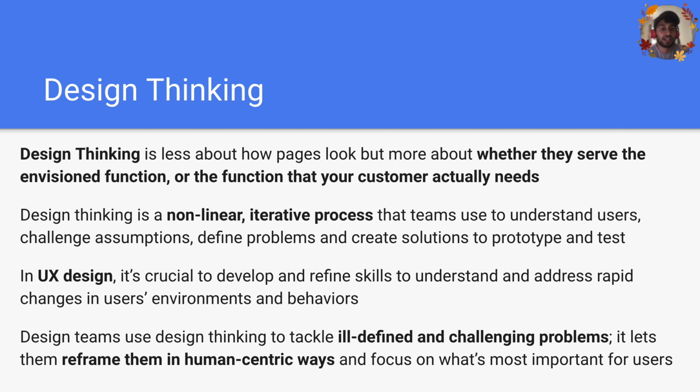Design teams use design thinking to tackle ill-defined or unknown problems because they can reframe them in human-centric ways and focus on what's most important for their users. Of all design processes, design thinking is almost certainly the best for thinking outside the box. With it, teams can do better UX research, prototyping, and usability testing to uncover new ways to meet users' demands.